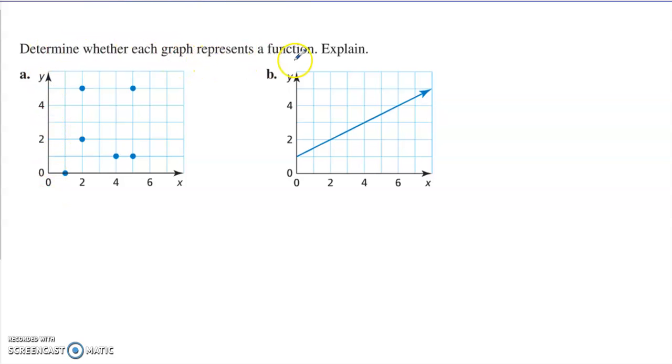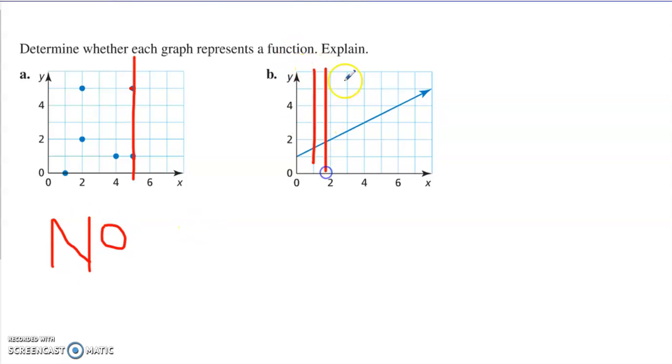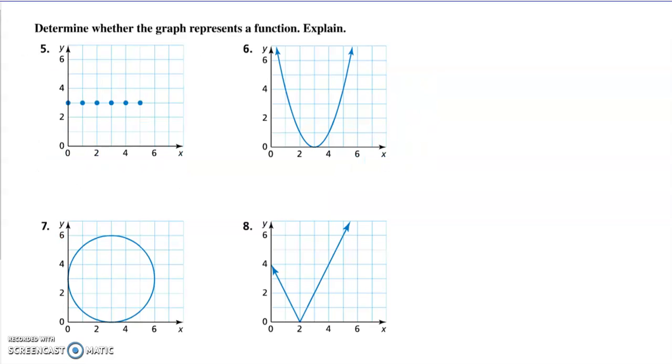Determine whether each graph represents a function. We can already see right here that this does not pass the vertical line test because we go through 2 different points. So nope, this is not a function. This one passes the vertical line test. So yes. This one passes the vertical line test, so it is a function. This one also passes the vertical line test.